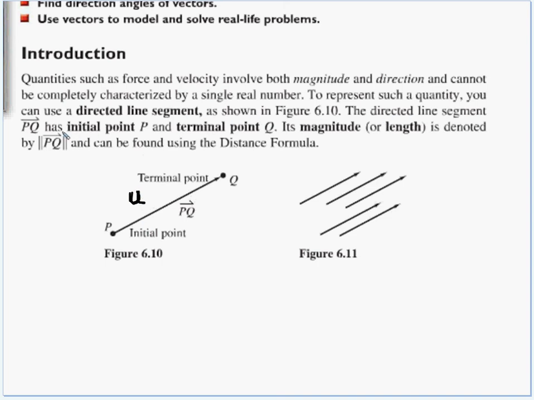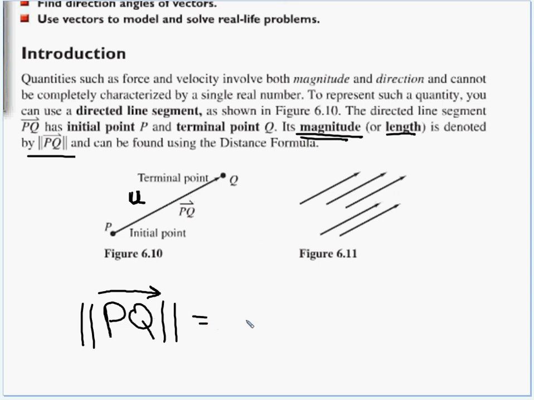The directed line segment PQ has initial point P, terminal point Q. Its magnitude or length is denoted like this. So here's PQ, and we've got double absolute value bars there, and we've got the little arrow on top, the ray. So this is the magnitude or the length of the vector. So if we get a couple points, of course, we're going to be using the distance formula to find this magnitude or length.